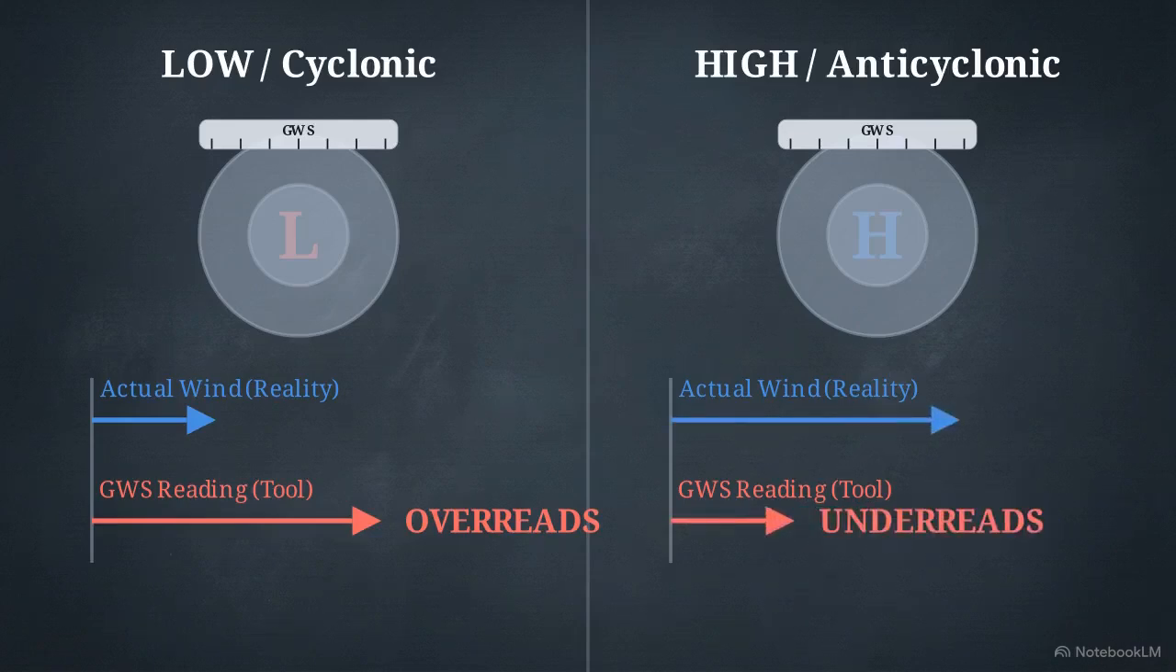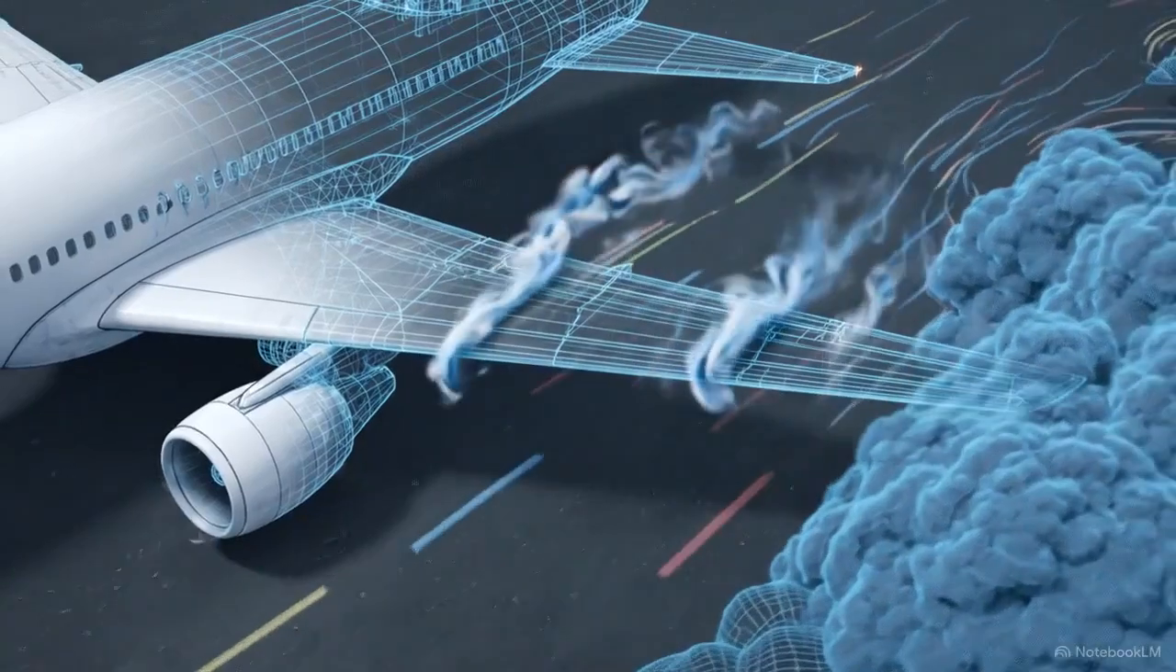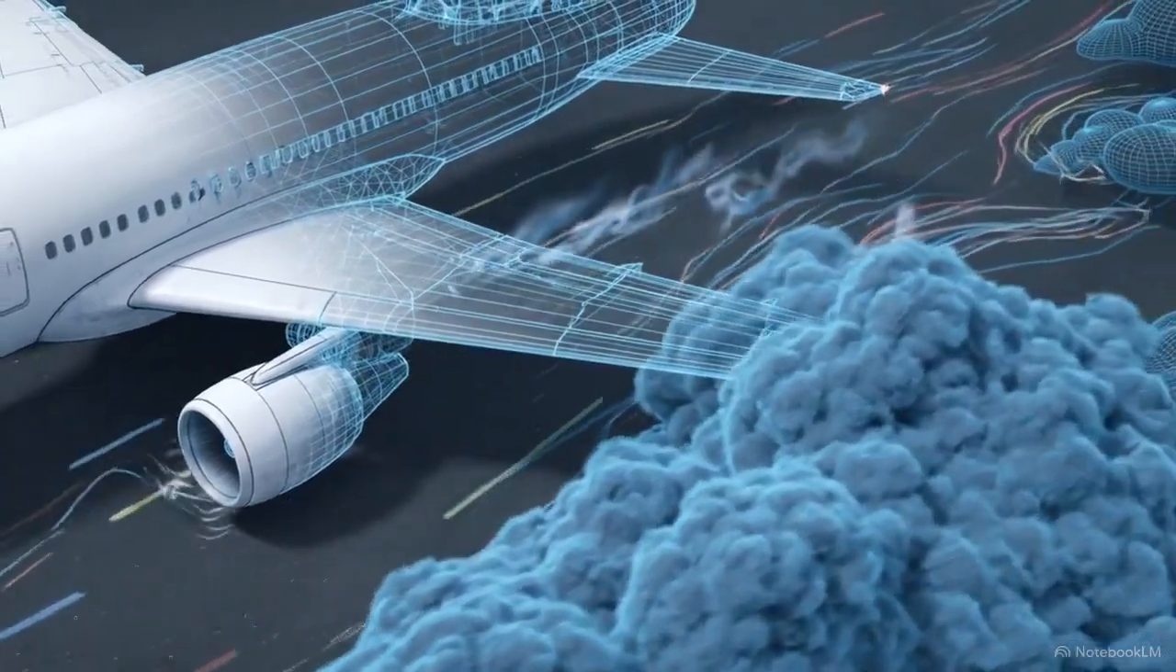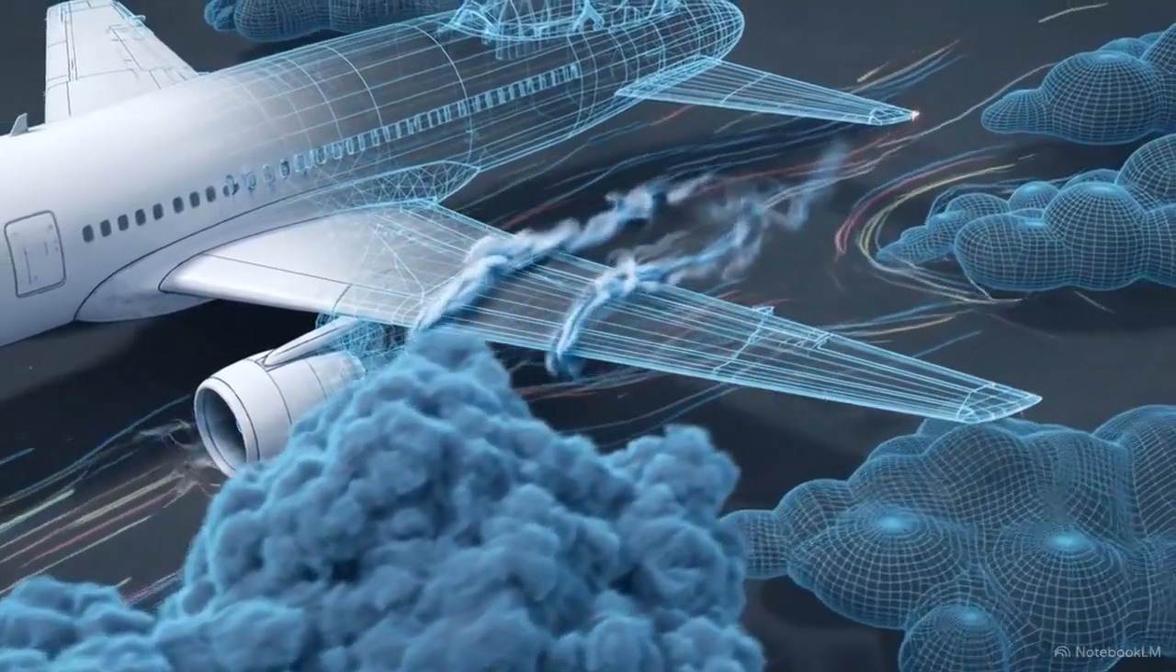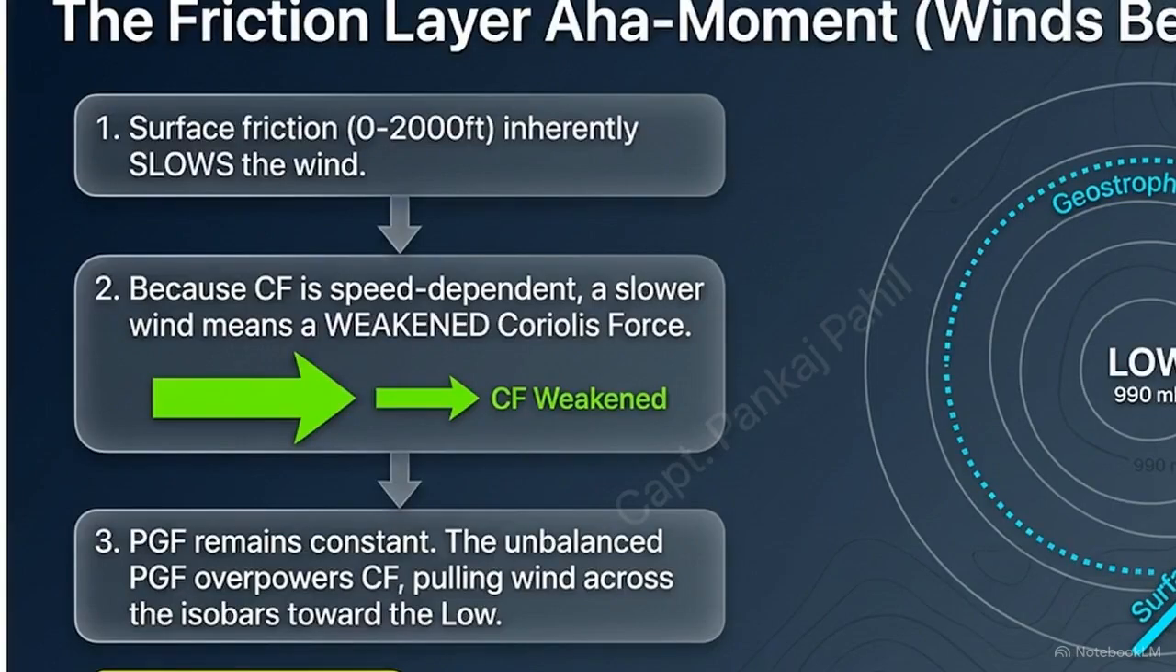We have mapped the clean vector balances of the upper atmosphere. Now we bring the aircraft down into the boundary layer. This flowchart isolates the mechanics of the friction layer, spanning from the surface up to 2,000 feet. Down here, trees, buildings, and terrain inherently slow the wind's velocity. Recall the Coriolis formula. Because it is strictly speed-dependent, a slower surface wind instantly results in a weakened Coriolis force.